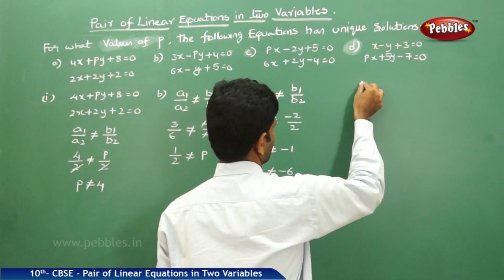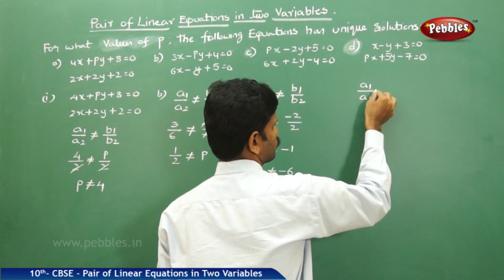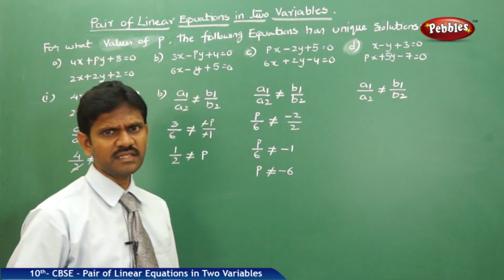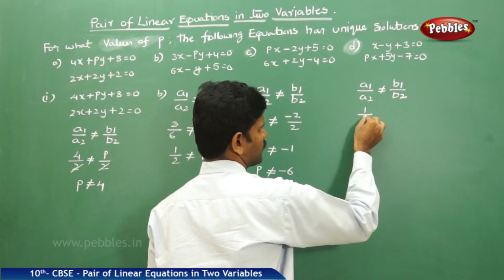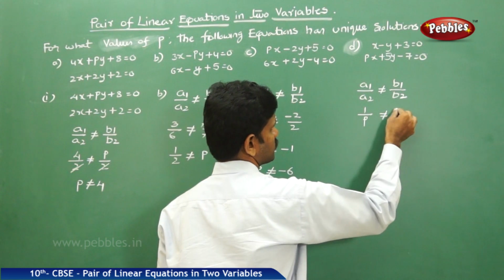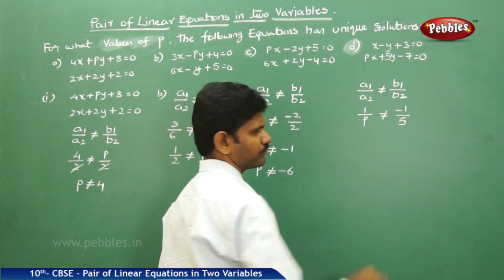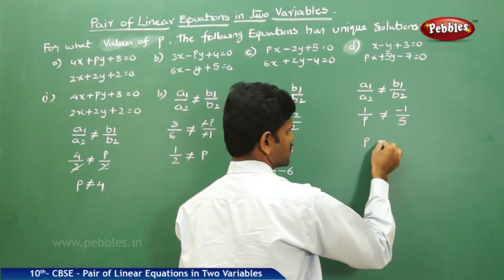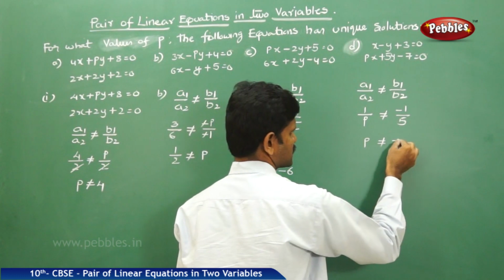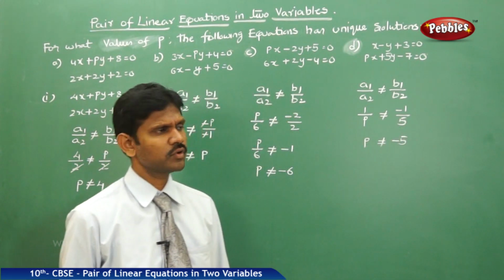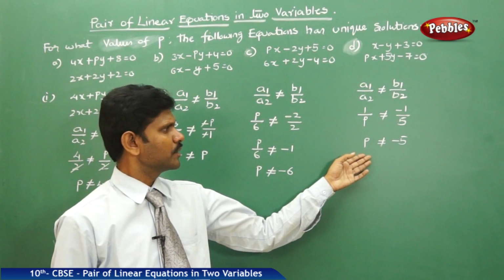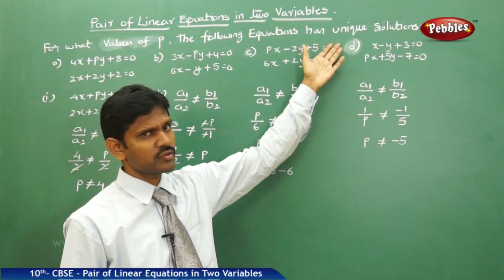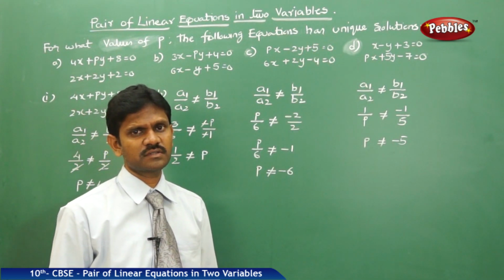Okay, the last one. Again a1 by a2 is not equal to b1 by b2. Substitute the values: 1 by p is not equal to minus 1 by 5. Take the reciprocal, so p is not equal to minus 5. Therefore p will take all values except minus 5 to get the unique solution for the given linear equations.